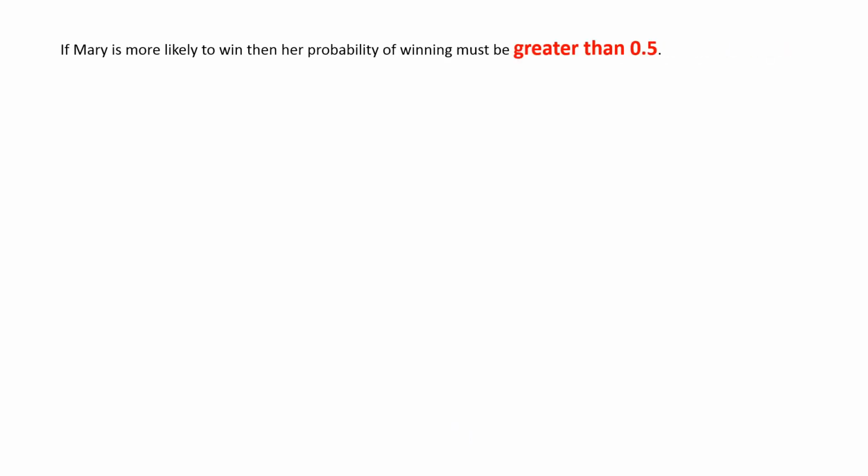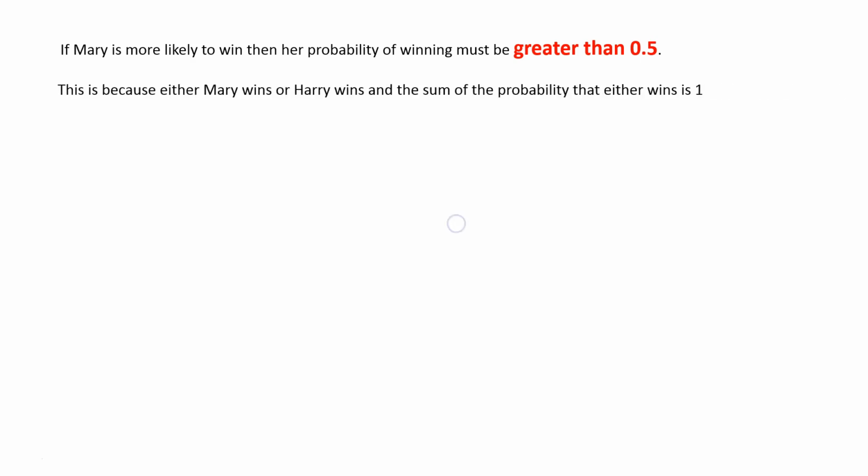So next we want to find the value of p such that Mary is more likely to win than Harry is. If this is the case, then Mary's probability of winning must be greater than 0.5. This is because either Mary or Harry wins, and the sum of these probabilities has to be 1. Mary's has to be bigger than Harry's, so therefore greater than 0.5.